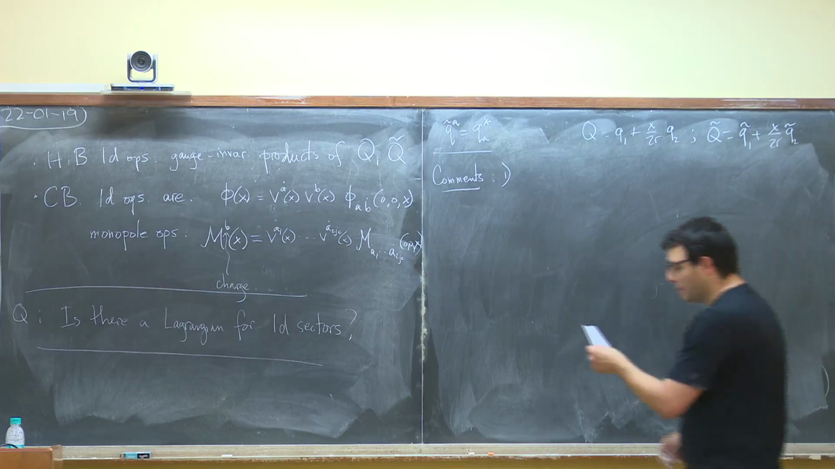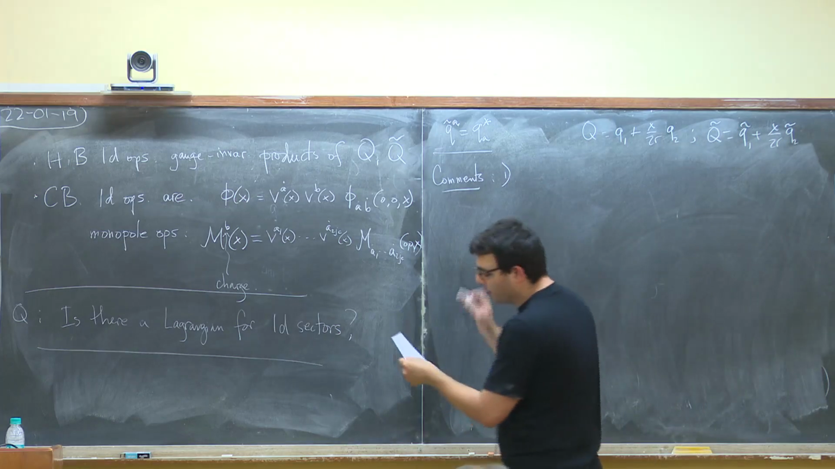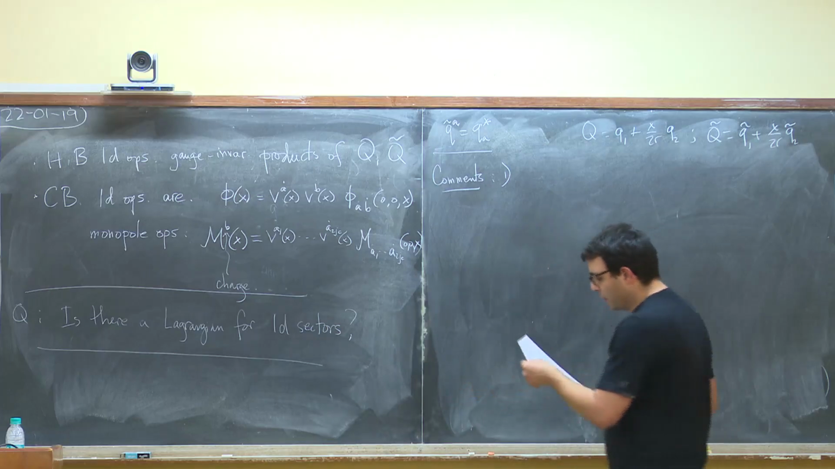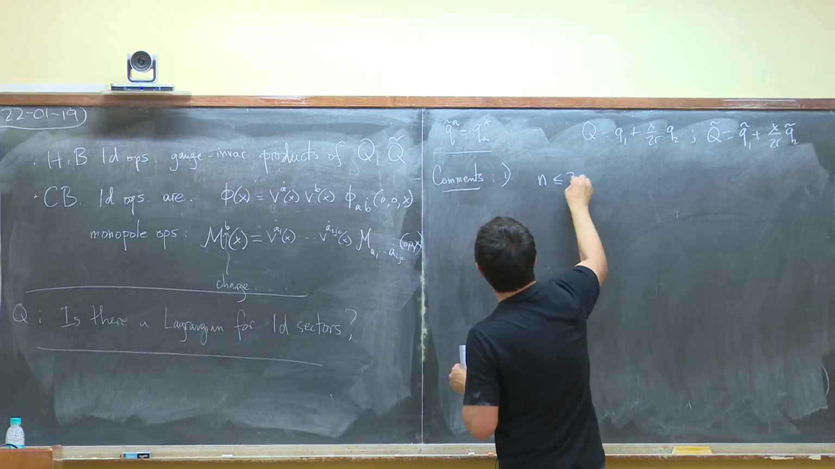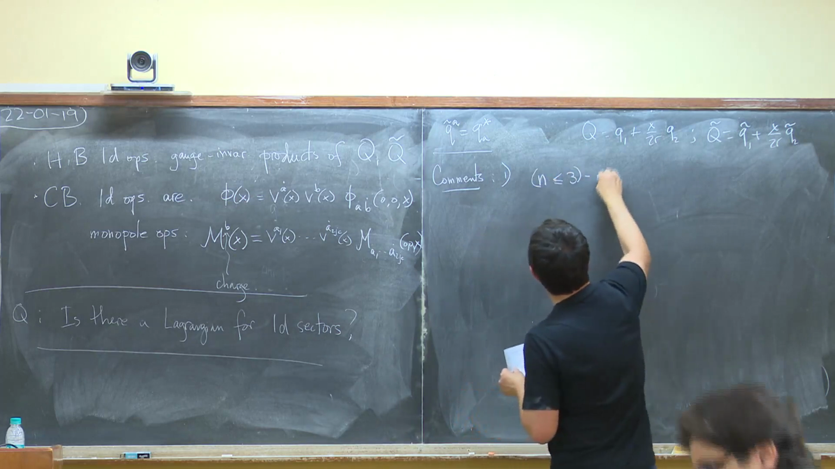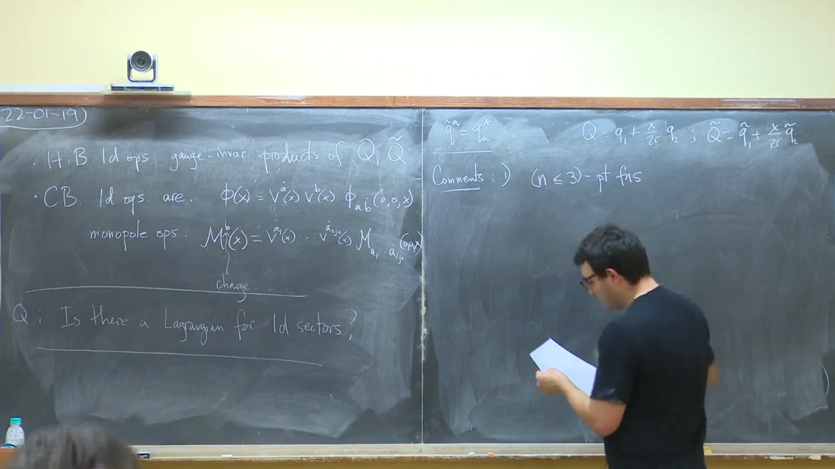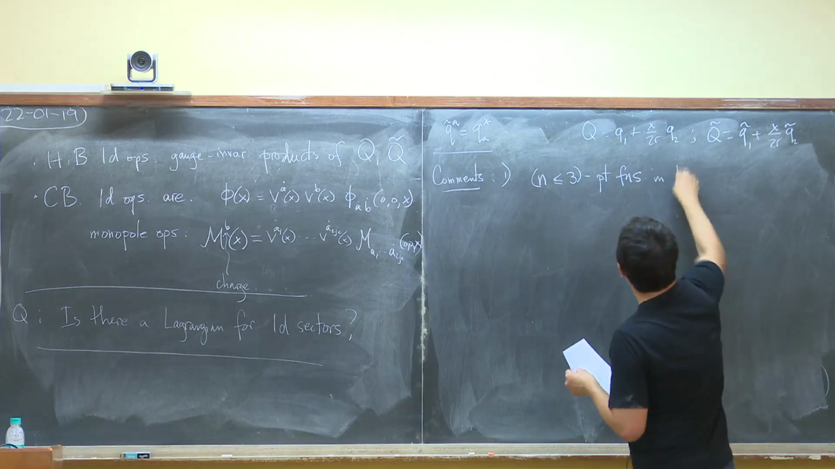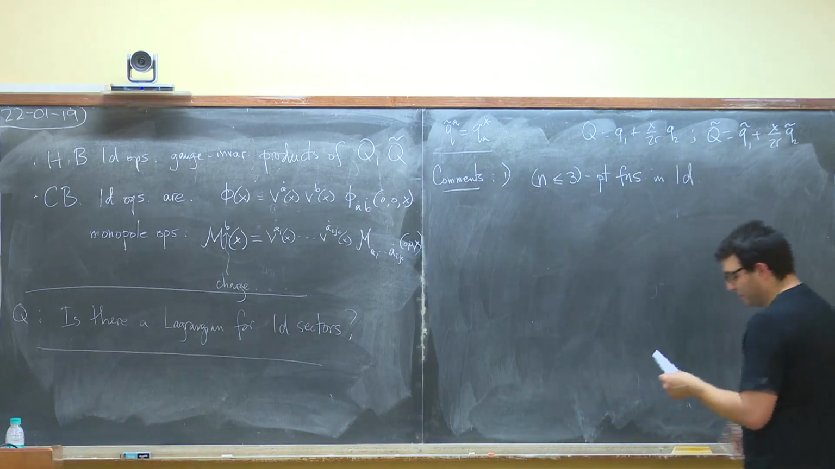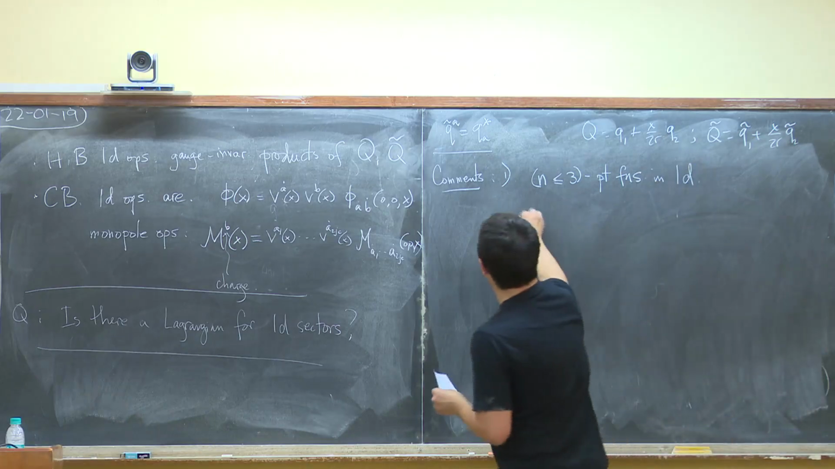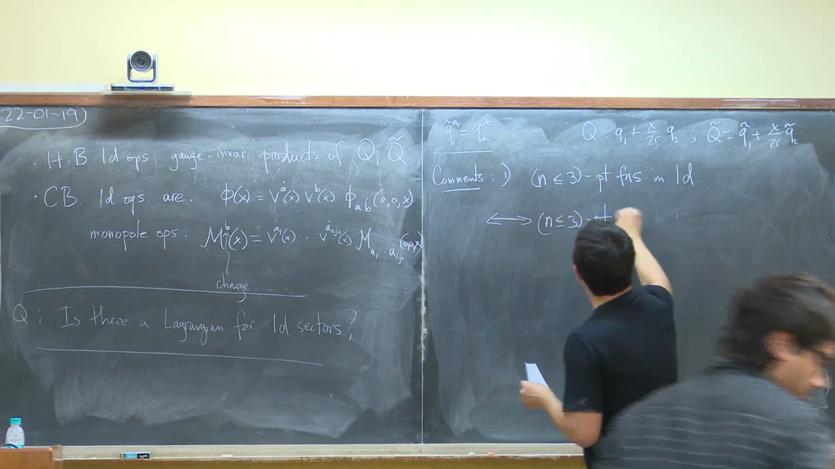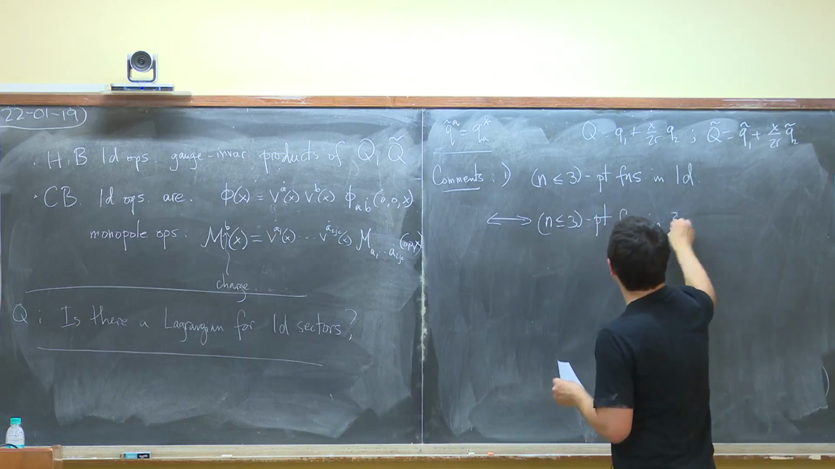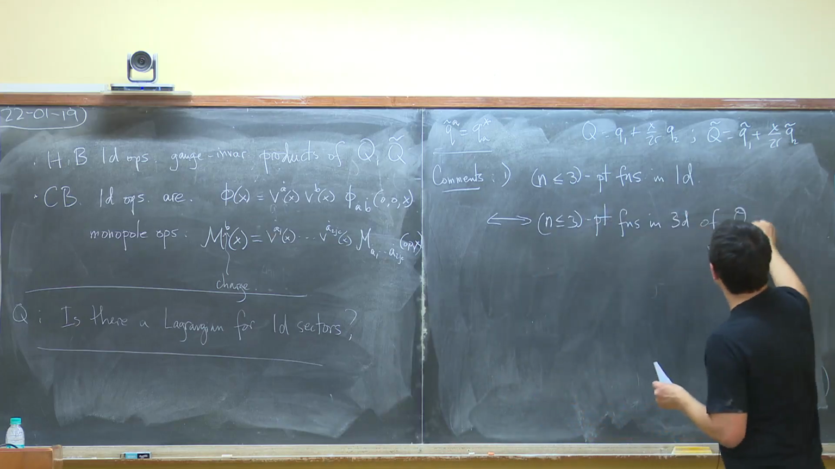Okay, so the comments apply both to the Higgs branch and the Coulomb branch. The first comment is that n smaller or equal than 3 point functions in 1D, from them we can reconstruct these correlation functions in 3D of the more general operators.